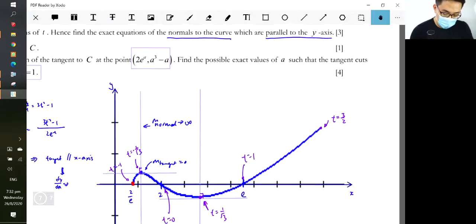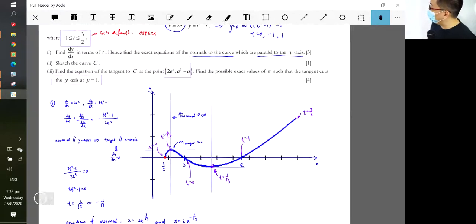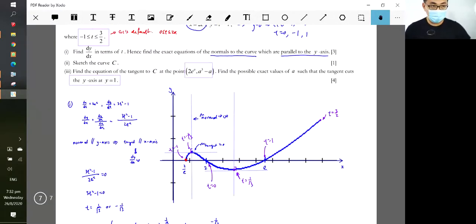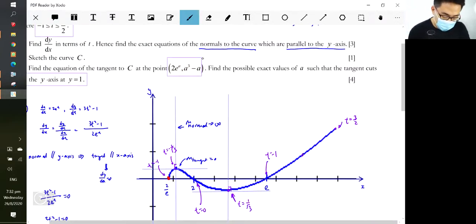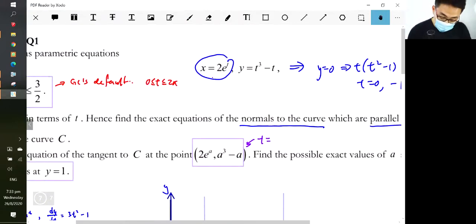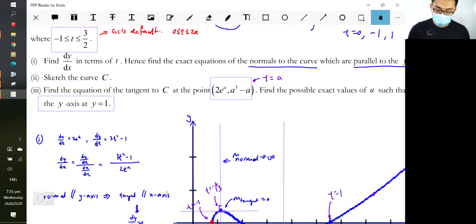So, do you know what the question is asking? No? Okay, so I'll just break down the question for you because I assume that you've already tried it at home. Each point here, this one will correspond to t equals what? T equals A, very good. So the parameter here is when t equals A, find the exact value of A. Find the equation of tangent in terms of A. That's what they're trying to say.